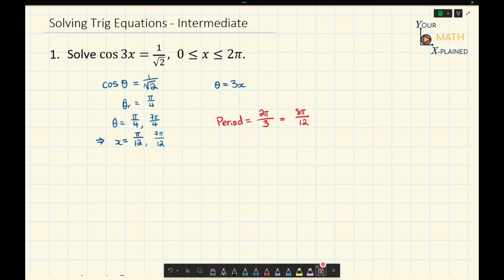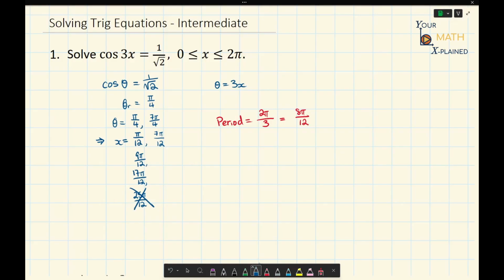So this means we need to keep adding this period to our two solutions over here until we are outside of our domain. That's when we would stop. So if we do that to our pi over 12, the next solution would be 9 pi over 12, which is still within the domain. And then adding another 8 pi over 12 would give us 17 pi over 12, which is again still in the domain. And then adding one more 8 pi over 12 would give us 25 pi over 12, but that is greater than 2 pi. So this is when we would stop, and that is not in our domain.